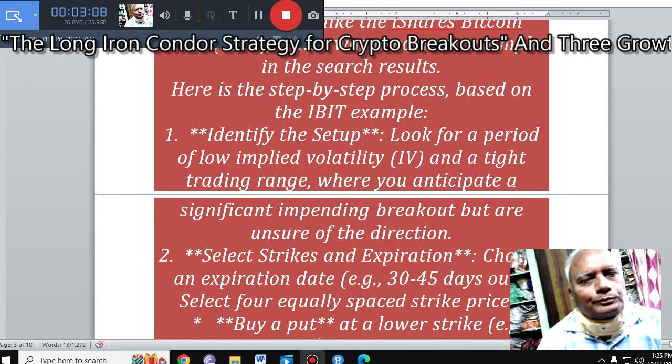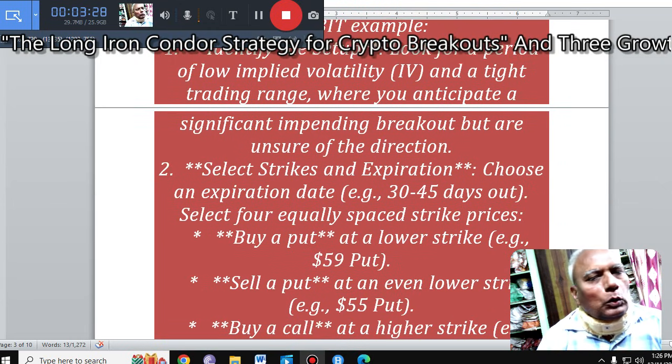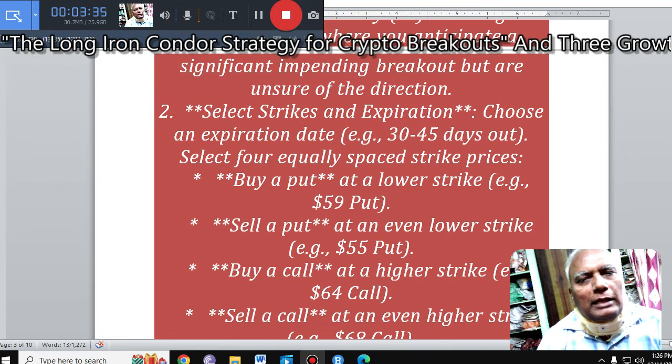1. Identify the setup. Look for a period of low implied volatility and a tight trading range where you anticipate a significant impending breakout but are unsure of the direction. 2. Select strikes and expiration. Choose an expiration date, e.g. 30 to 45 days out. Select four equally spaced strike prices.